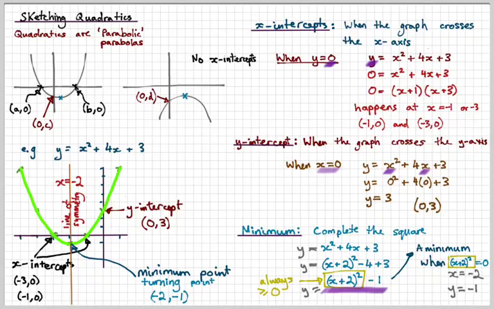So we're going to leave this here for now. So the point of all of this was, if we want to sketch a quadratic and we don't want to plot it, we need to find out the x-intercepts, the y-intercepts, and the minimum. To find the minimum, we will need to complete the square. We're going to do more practice of this in lessons.